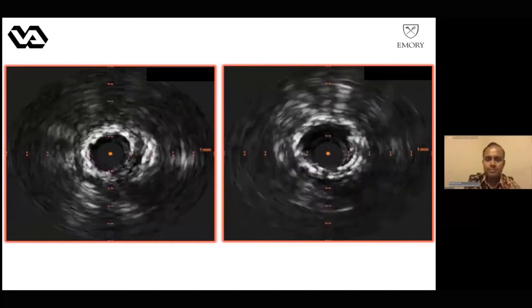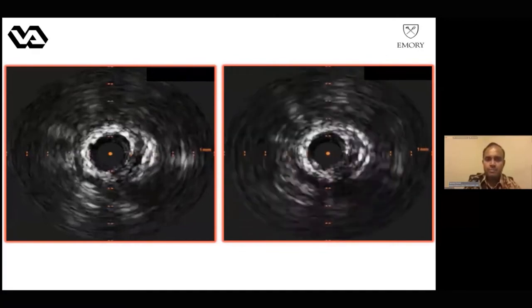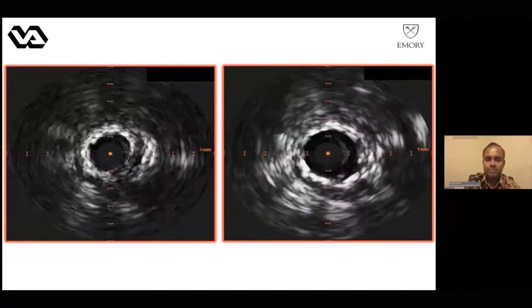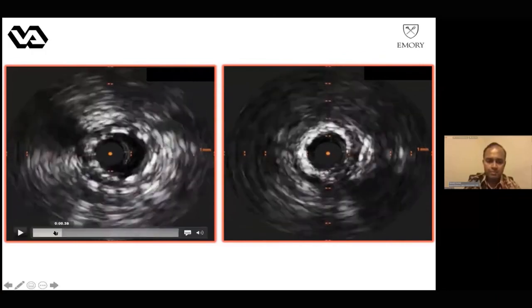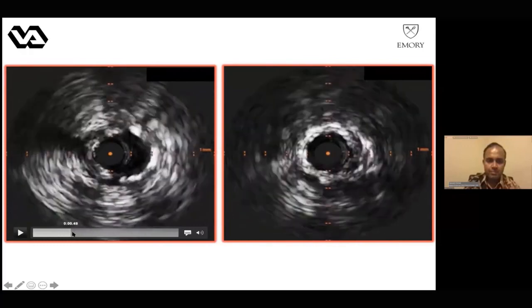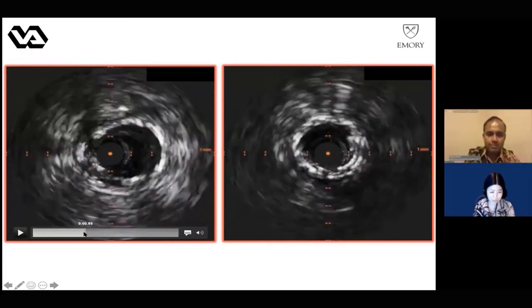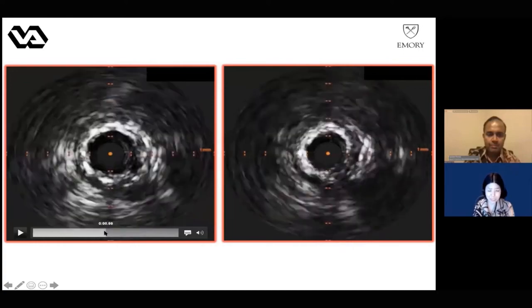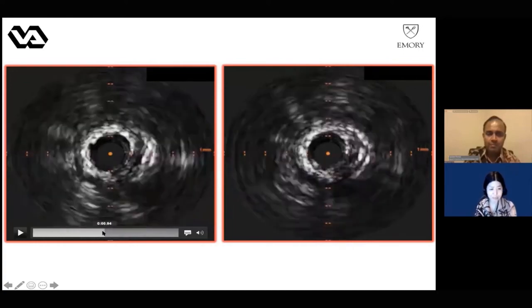And you can see the calcium behind. And you can see the concentric plaque behind. So probably start from the beginning. In terms of the first stent, it was underexpanded due to the calcium behind the stent and concentric plaque. And then the second stent was also not expanded. So truly, this is underexpansion due to the calcium.